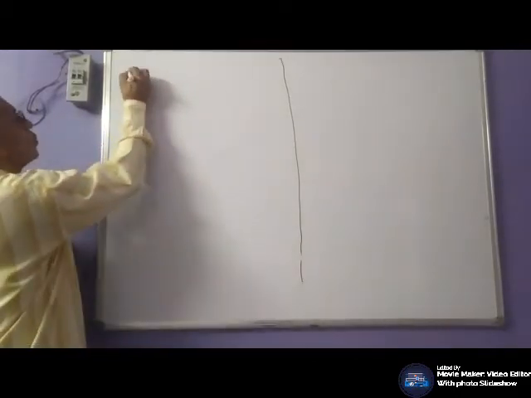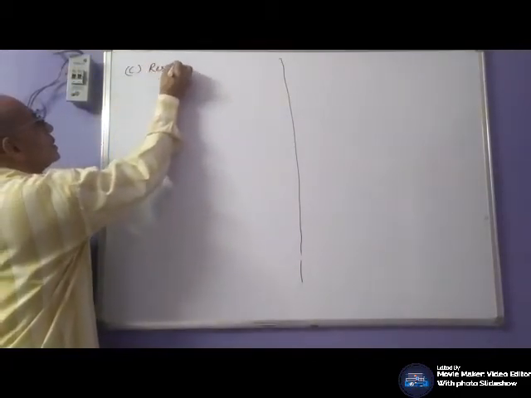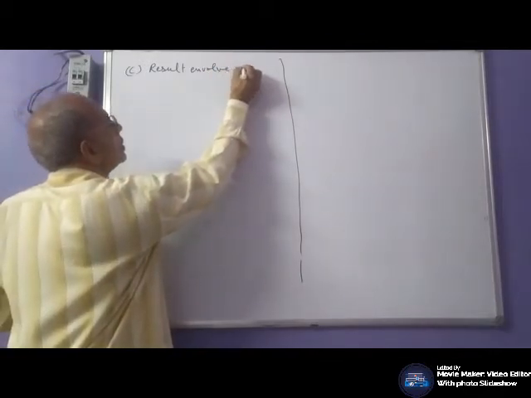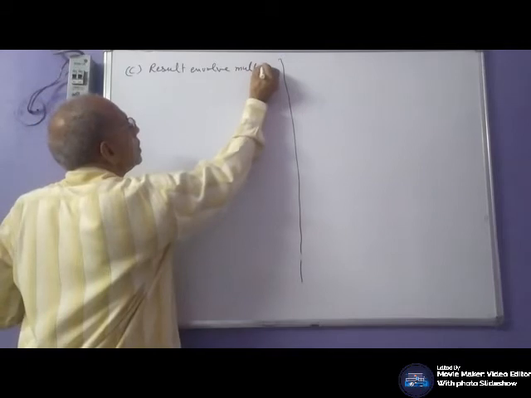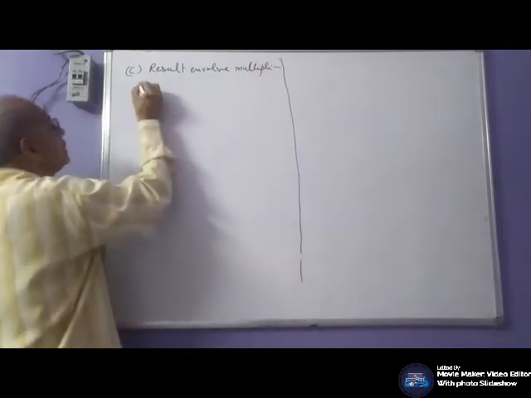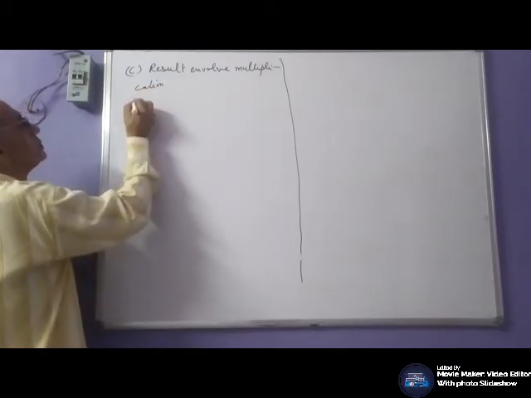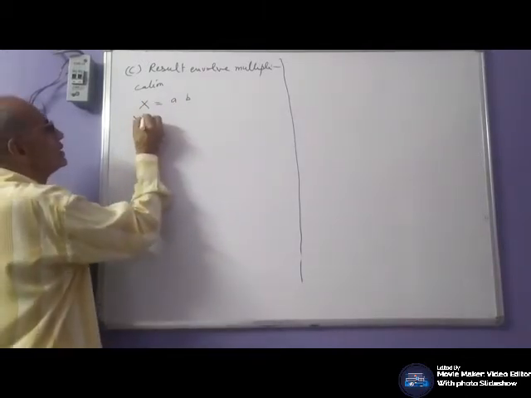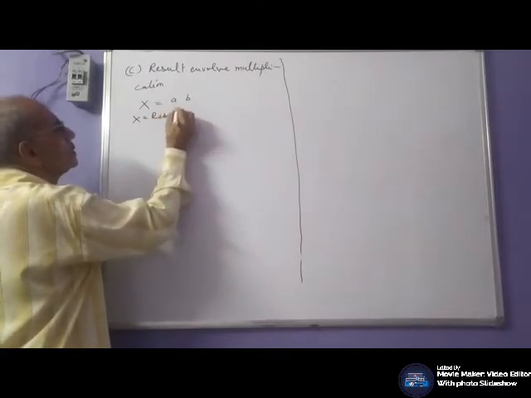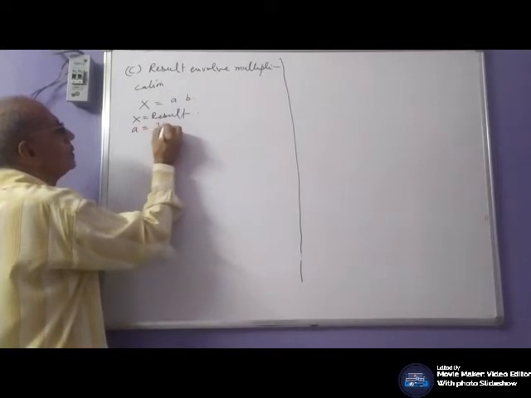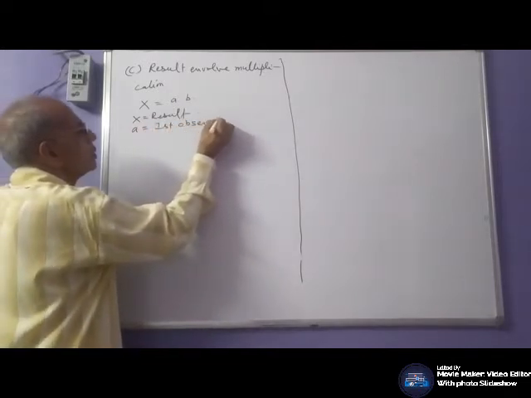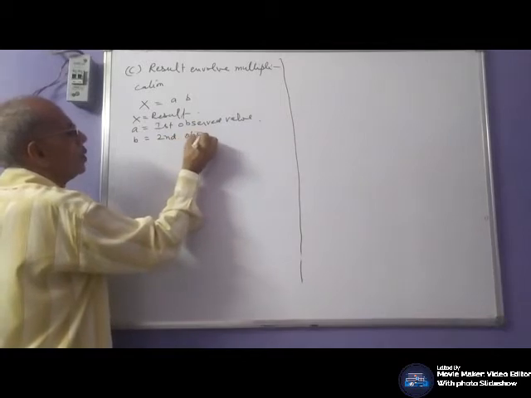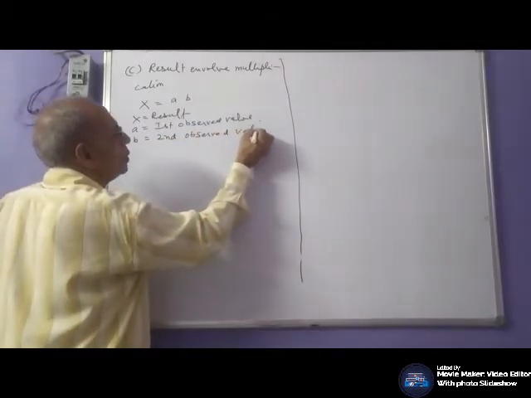See, result involves multiplication: X = A into B. What is X? It is the result. What is A? First observed value. What is B? Second observed value.